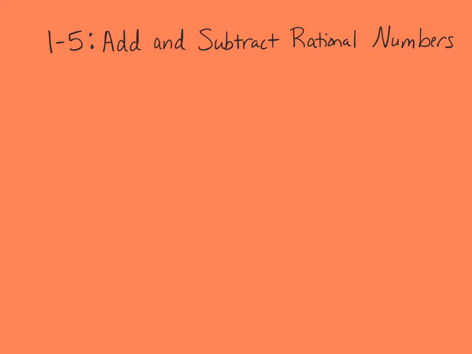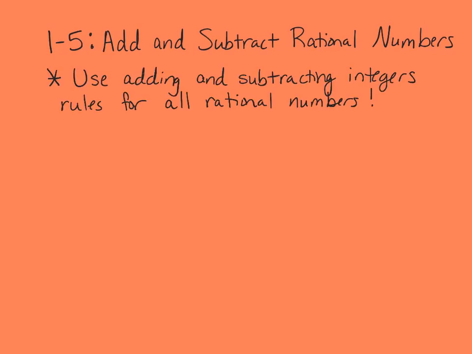Lesson 1-5, we're going to add and subtract rational numbers. So these are going to include integers, as we've already learned how to add and subtract, but we're also going to include fractions and decimals that are either terminating or repeating. We're going to use the adding and subtracting integers rules for all rational numbers.